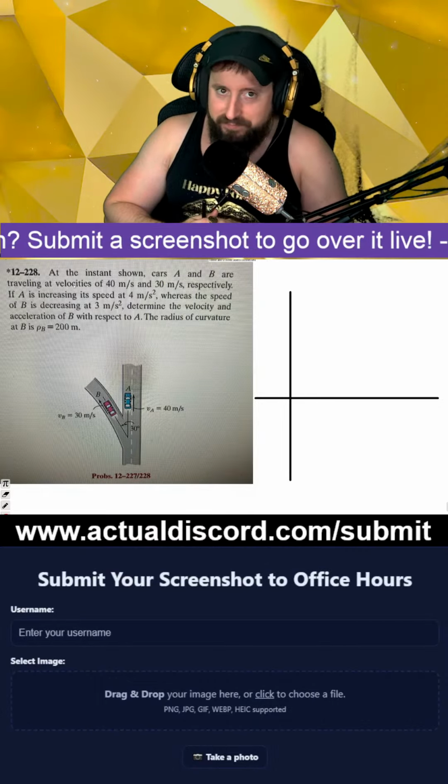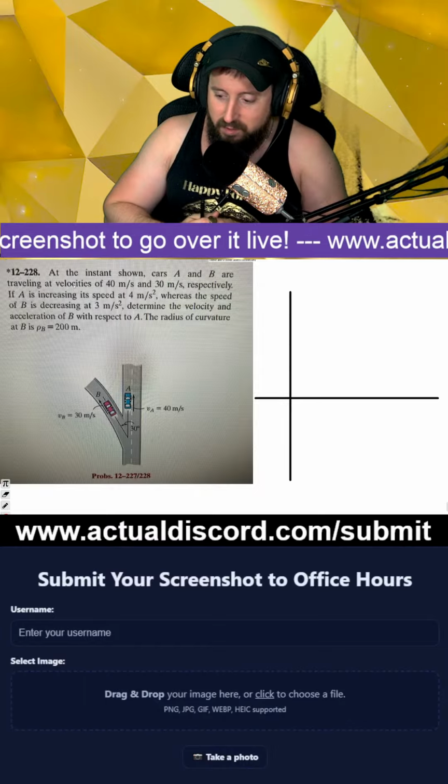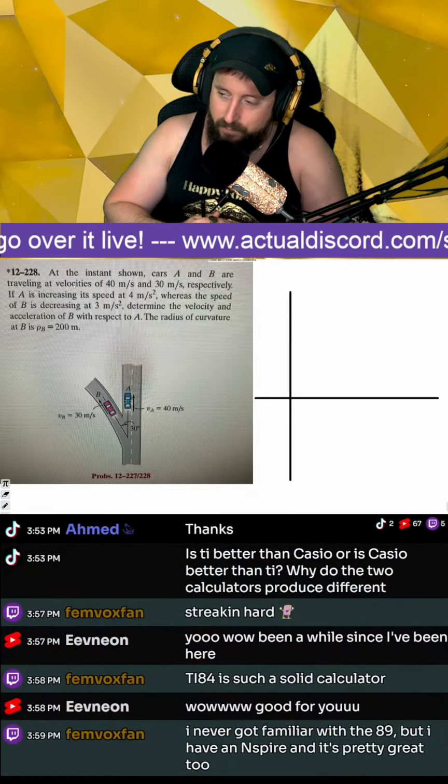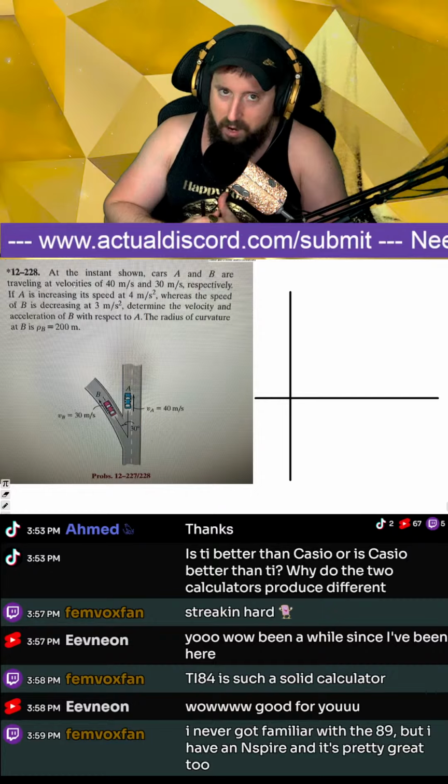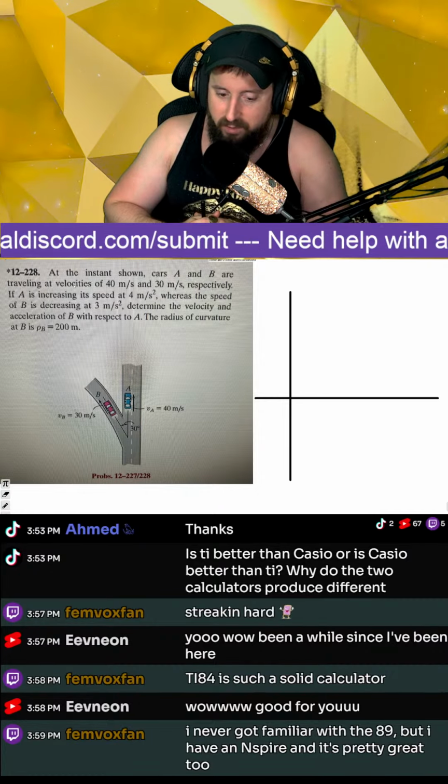Yeah, I don't like the N-Spire. The N-Spire is like, to me, is... The 89 is at least the same form factor as the 84. Just more powerful. The 89, I don't know where all the keys are. It confuses me.